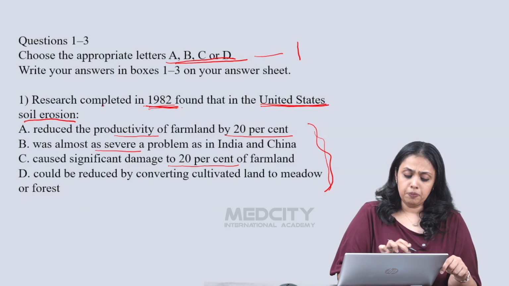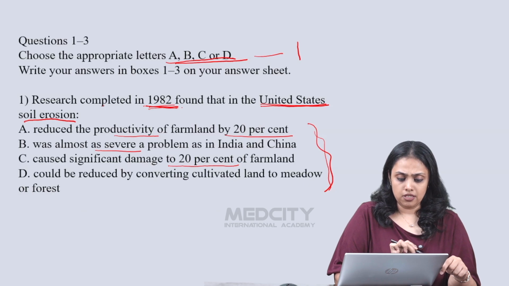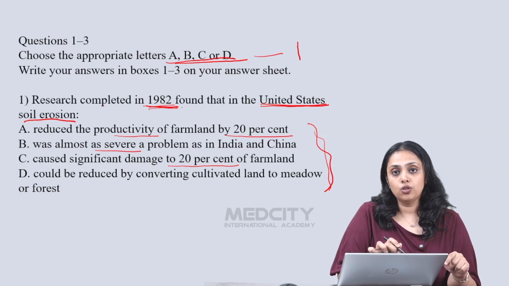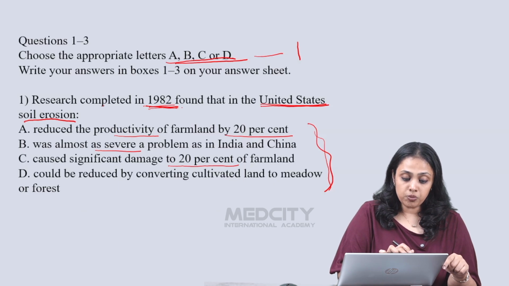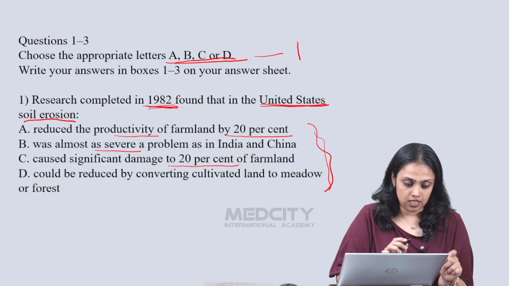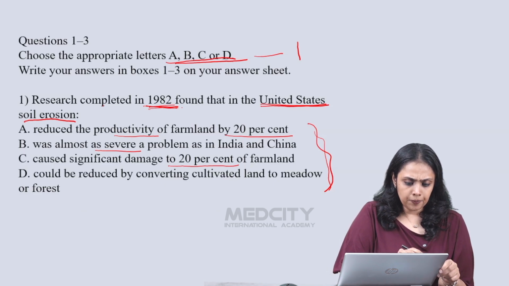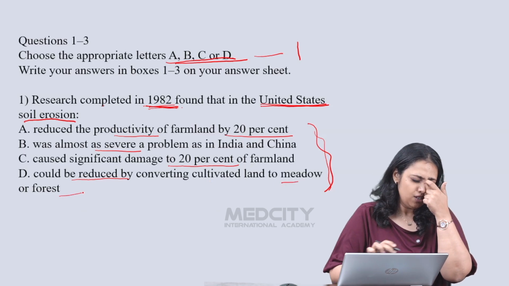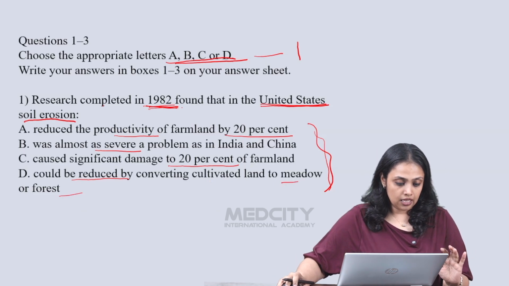Option A also contained a percentage and C also contains a percentage. Now, what is the difference? Option A says that the productivity was reduced by 20%. Option C says that 20% of the farmland was affected. Then option D says that the research found out that the soil erosion could be reduced by converting cultivated land to meadows and forest. So just skim through the options and then get back to the passage using the keywords.